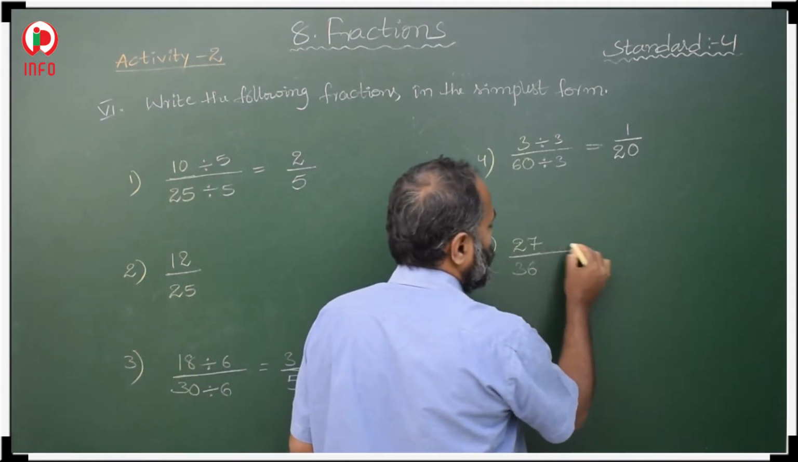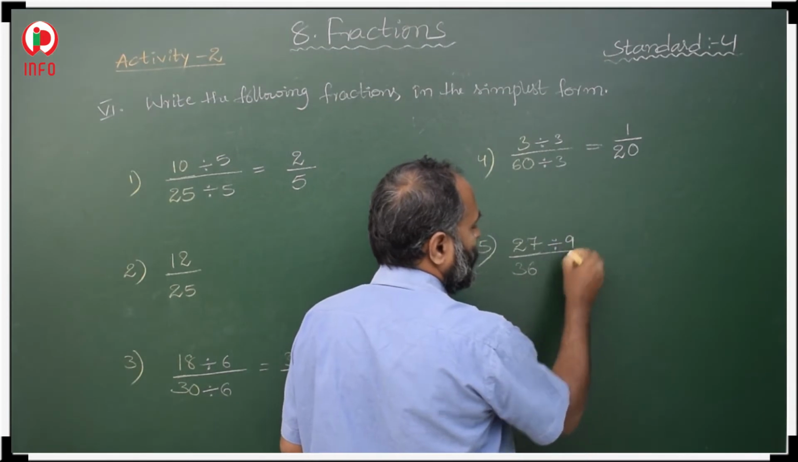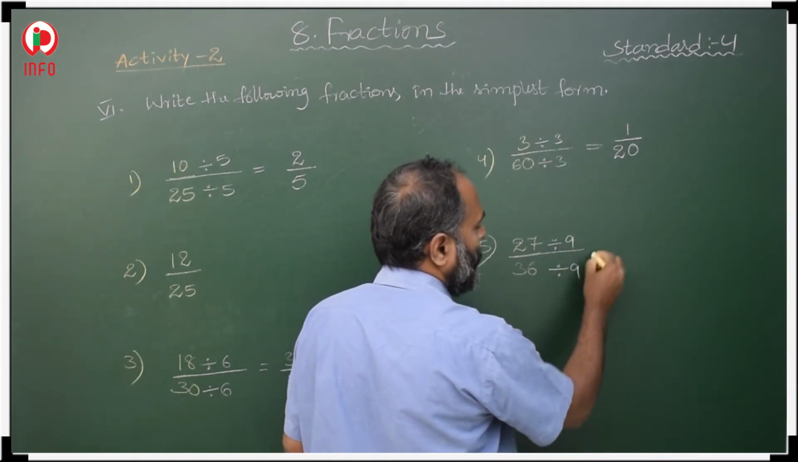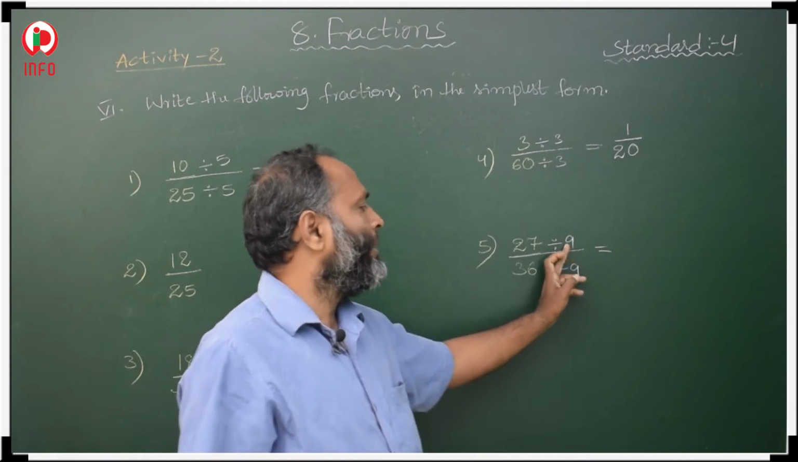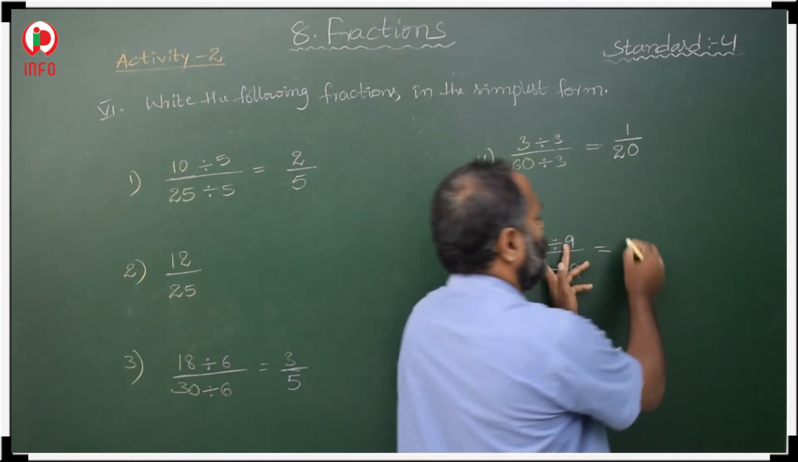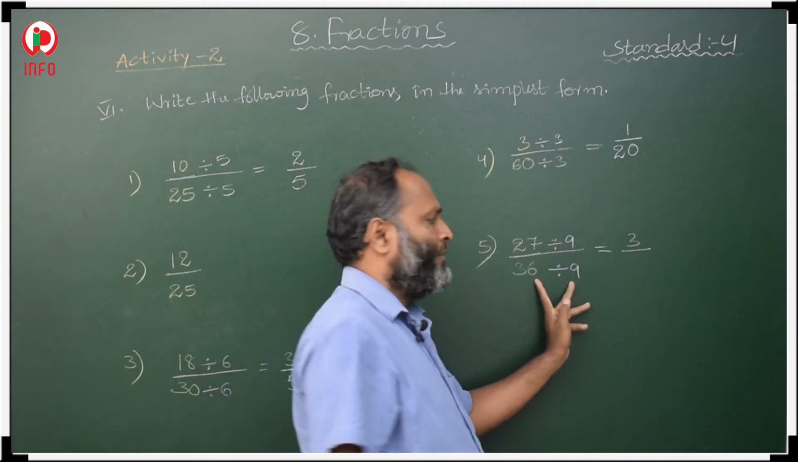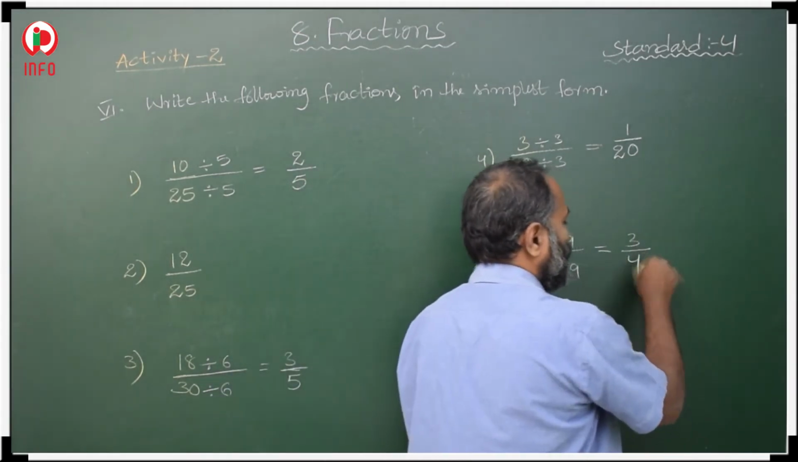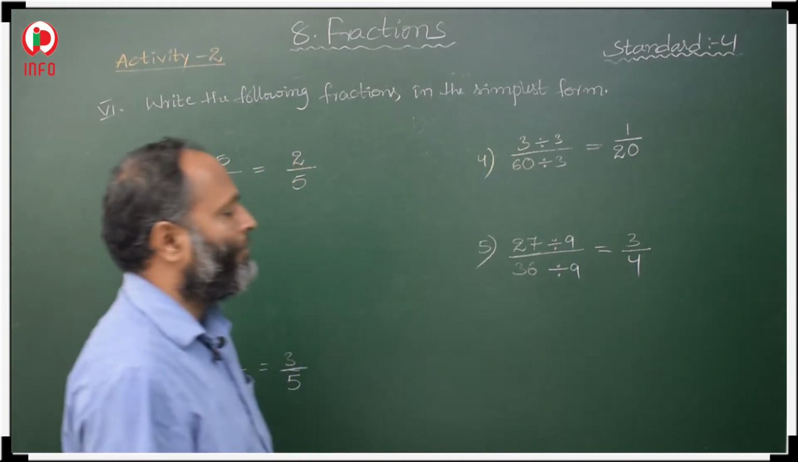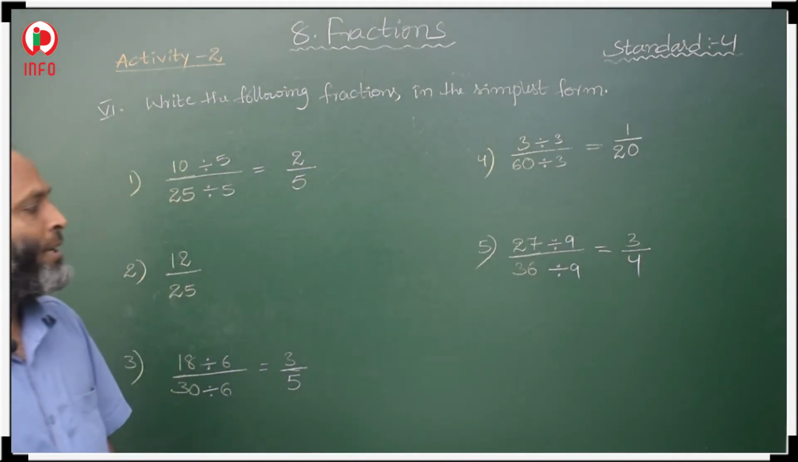Here these two numbers are divisible by 9. Divided by 9, divided by 9. In the 9 table, when you get 27, 9 threes are 27. In the 9 table, when you get 36, 9 fours are 36. So 3 by 4 is the simplest form.